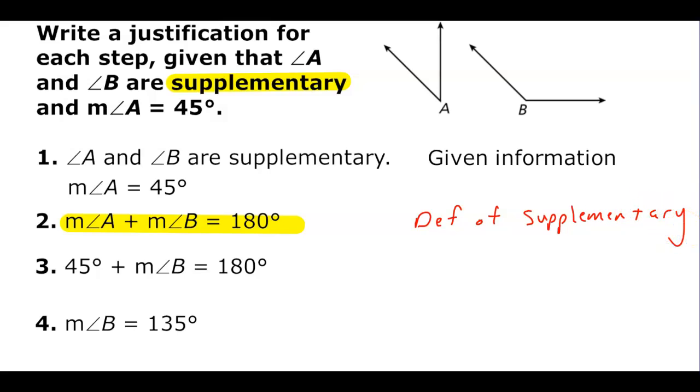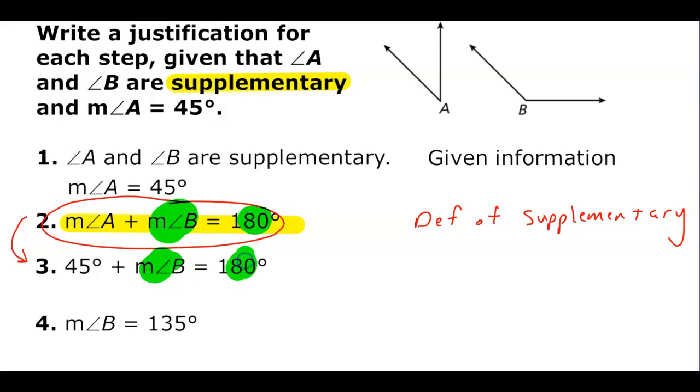Because they are supplementary, they sum to 180 degrees. Okay? Now, from step 2 to step 3, you might ask yourself, what's different? It's very similar. You'll notice that the measure of angle B is still 180. But the measure of angle A suddenly turns into a measurement, 45 degrees. And if you notice, that's one of the things that they told us from the very beginning.